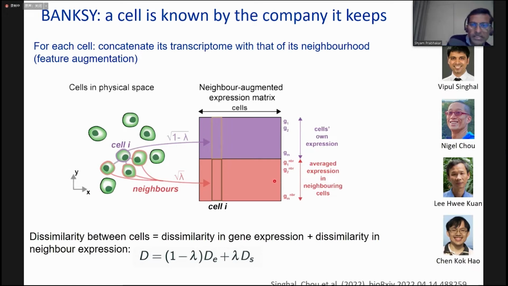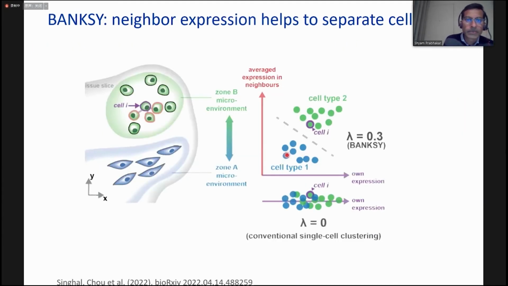So this is the logic of BANKSY. You can think of it as just one simple neighbor augmentation step of changing the data matrix, and after that, everything stays the same. It's very elementary. So you can use your favorite clustering algorithm, or your favorite feature selection algorithm. You don't have to change anything else. So what is the intuition behind it?